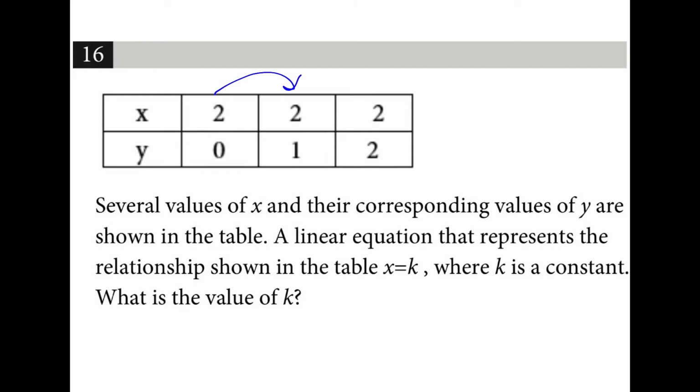Notice that x never changes. That's because this is a vertical line. So x is going to equal 2, which means that k is going to equal 2.